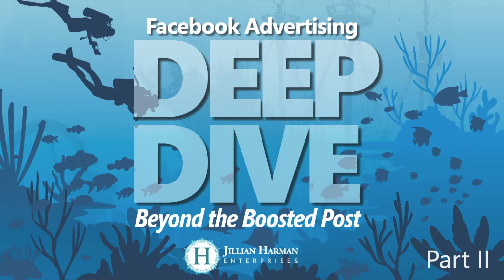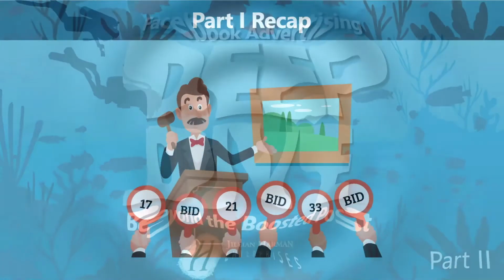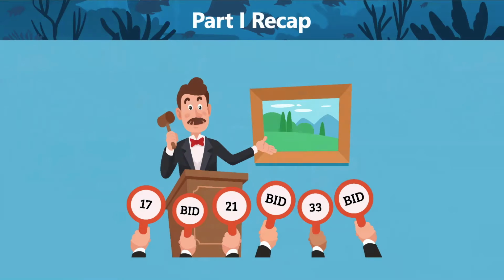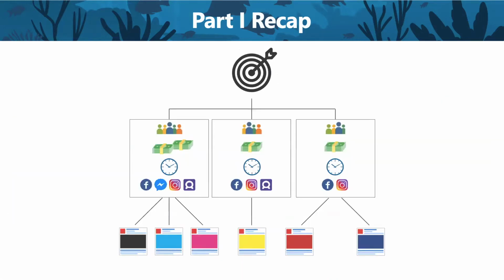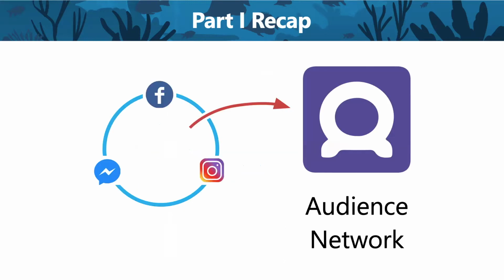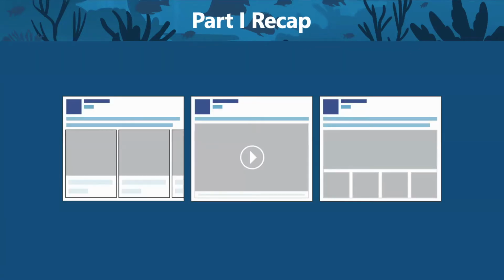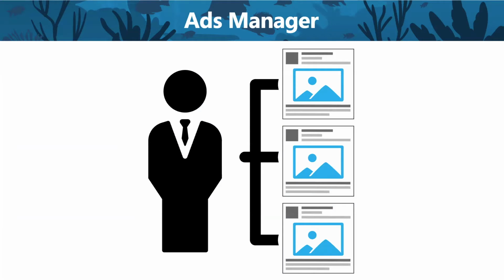Let's start with a recap of Part 1. In Part 1, we learned that Facebook ads are sold in an auction, and your cost is based on a number of factors. We covered all the differences between Boosted Posts, Ad Center, and Ads Manager. Then we got into the details of what campaigns, ad sets, and ads are, where you can place ads, and the ad formats available. In today's session, we're going to take a look at some more advanced options available in Ads Manager. Let's dive in.